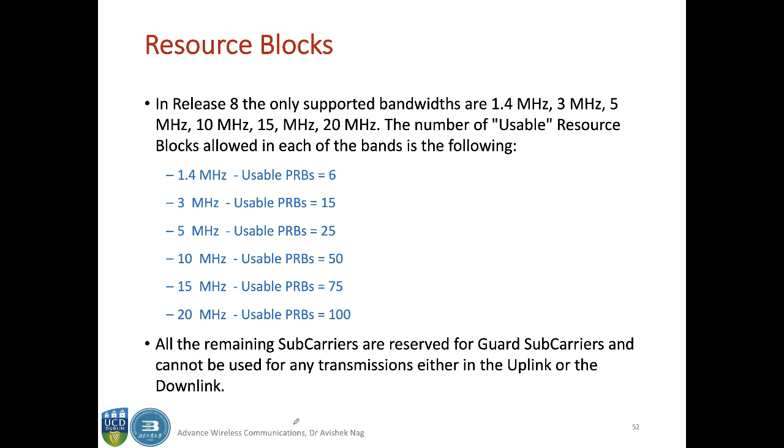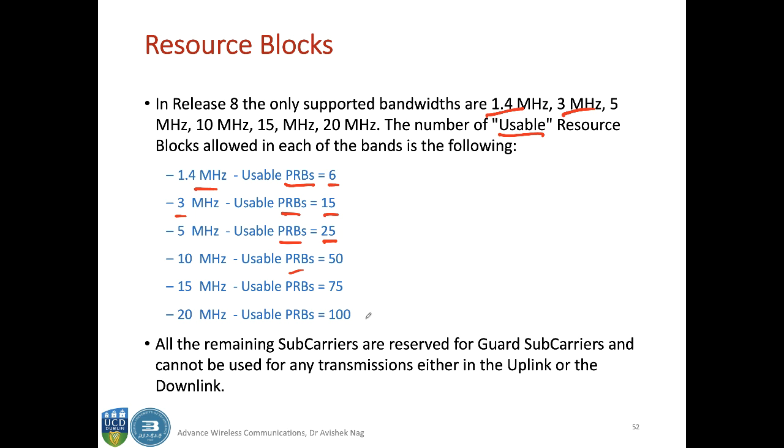Okay, so in release 8, the only supported bandwidths are 1.4 megahertz, 3 megahertz, 5, 10, 15 and 20. Okay, so therefore the number of usable resource blocks allowed in each of these bands is following. So the physical resource blocks, or the number of contiguous frequencies that you can use, for 1.4 megahertz band it is 6, for 3 megahertz band it is 15, for 5 megahertz 25, and so on. So if you see that each of these are 15 kilohertz.